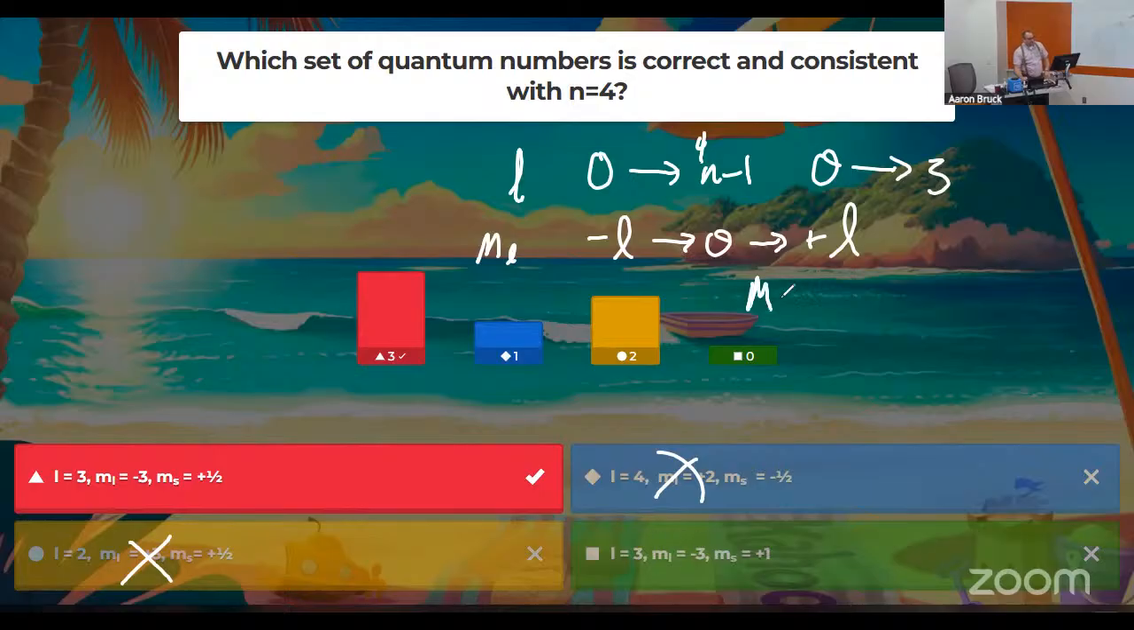And then for the spin quantum number, it has to be either positive or negative 1/2. And so that's why green is incorrect. You can't have a spin quantum number of 1. So red triangle is the only possible answer. It's also the correct answer. And so when it comes to quantum numbers, this is the kind of question that you should expect to see if you're going to be evaluating those quantum numbers in some kind of way.